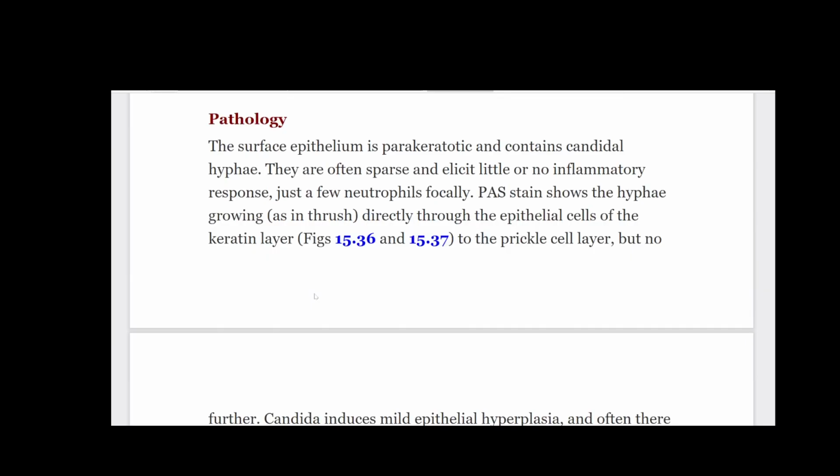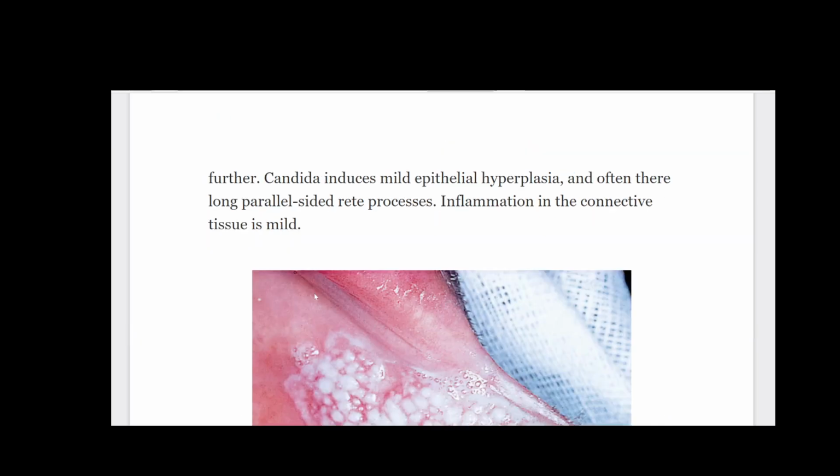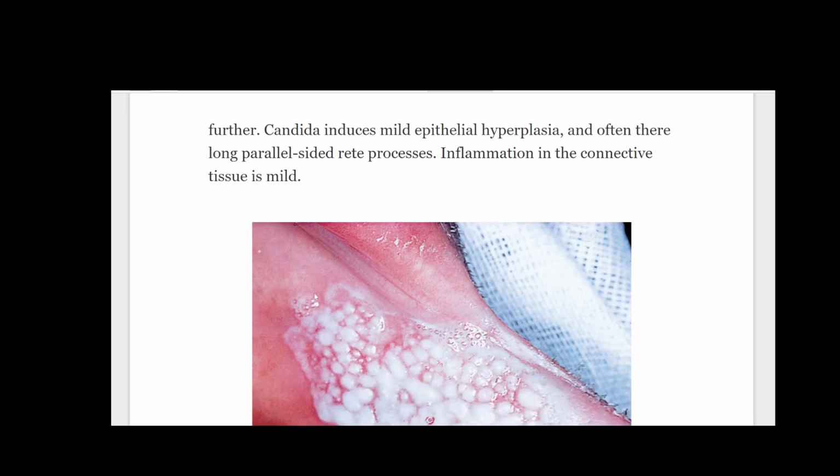PAS stain shows the hyphae growing, as in thrush, directly through the epithelial cells of the keratin layer, figs 15.36 and 15.37, to the prickle cell layer, but no further. Candida induces mild epithelial hyperplasia, and often long parallel-sided rete processes. Inflammation in the connective tissue is mild.